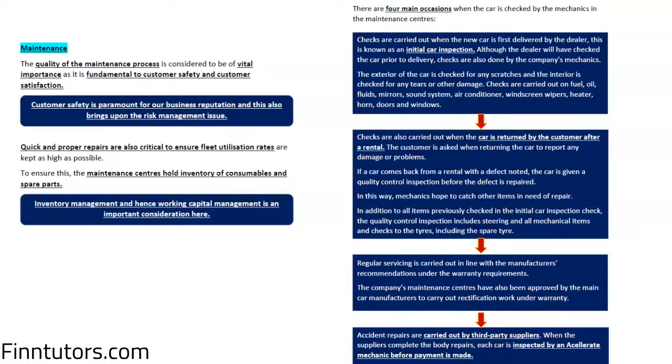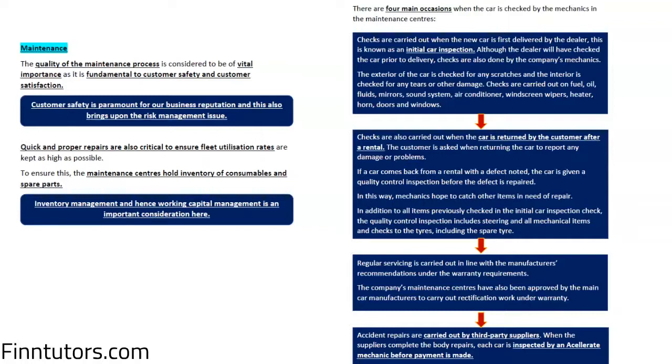And also when it's a new car, there are certain warranty claims which you can take in the initial period. The company's maintenance centers have also been approved by the main car manufacturers to carry out rectification work under warranty. You can do that work and it will be reimbursed to you because of your quality maintenance centers. If the car has been purchased or if it's a repurchase agreement, you have been given that authority. You are recognized by the company's manufacturers that your mechanics are great quality, they can do the job under the warranty claim.